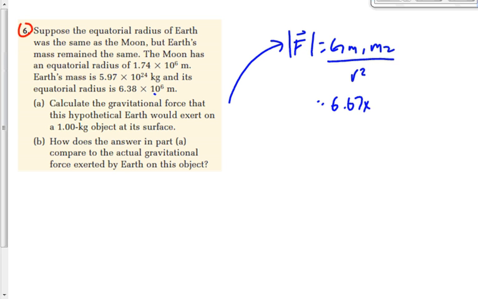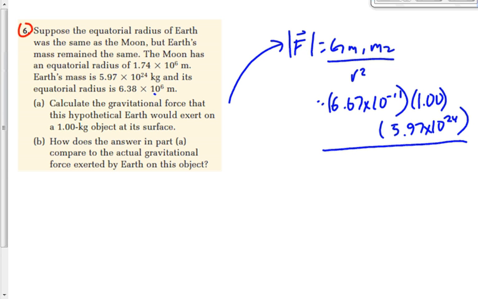G is 6.67 times 10 to the minus 11. Now, the mass, let's say mass 1 is a kilogram, and mass 2 is going to be the mass of the Earth. What's the value for r there? It's the radius, right, from the center of the Earth to the surface of the Earth. But we're pretending that the radius of the Earth is the same as the radius of the Moon. So we're not going to use this value of 6.38. We're going to use 1.74 times 10 to the 6.